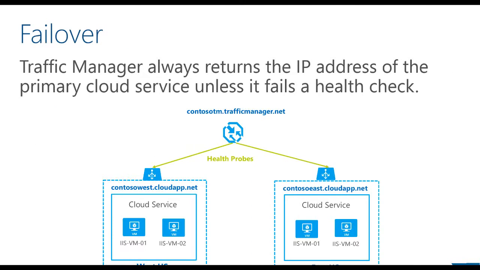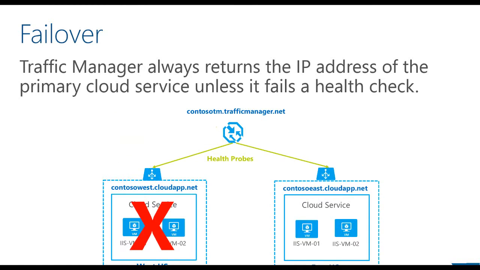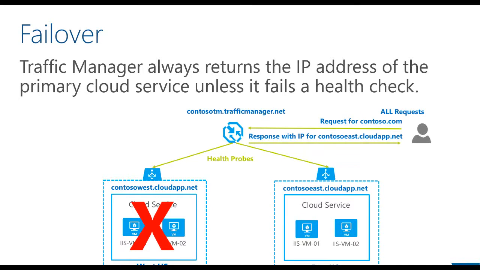The failover load balancing algorithm returns the IP for the primary site unless there is an availability issue. If that happens, it will return the endpoint from one of the other endpoints in the failover order that you specify. For example, the client requests contoso.com. Traffic Manager responds with the IP for contosowest.cloudup.net. The client makes a request with the resolved IP. The service in the West US goes down. The next request comes in. Traffic Manager responds with the IP for contosoeast.cloudup.net, and the client makes a request with the resolved IP.